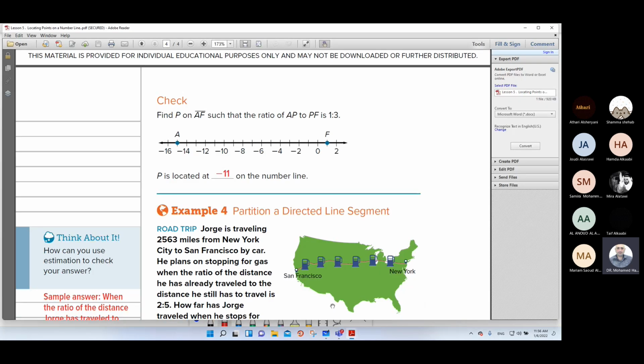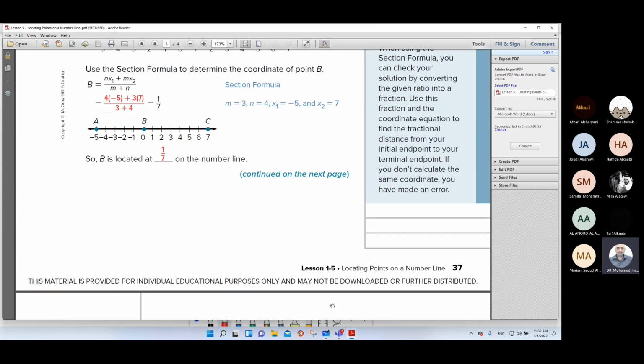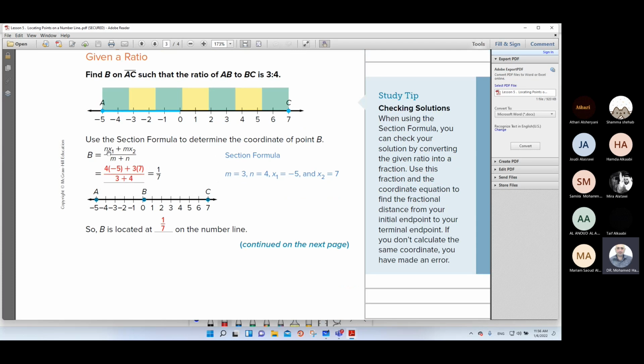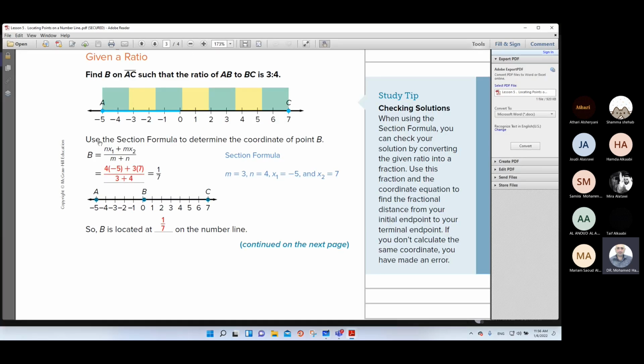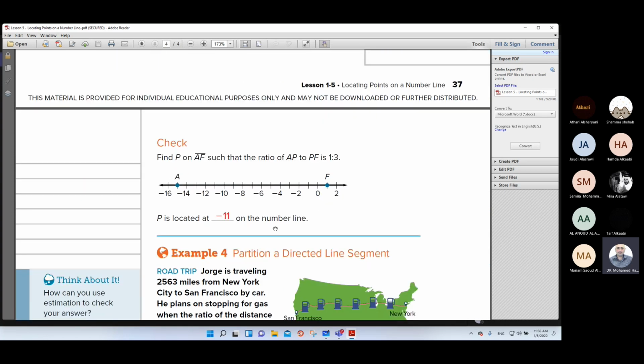And we must keep the formula: N times x1 plus M times x2, over M plus N. Then substitute.